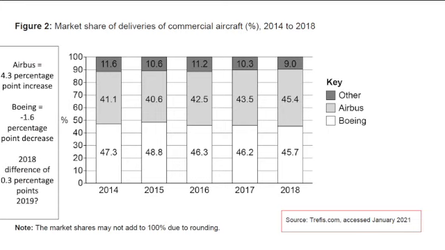So Airbus, 4.3 percentage point increase, whilst Boeing had a minus 1.6 percentage point decrease. 2018, a difference of 0.3 percentage points. And then obviously, what does that mean for 2019 with everything that's happened with the safety concerns? Probably, I would suggest that it probably means that Airbus has taken over them in market share, but we haven't got the data to prove that.